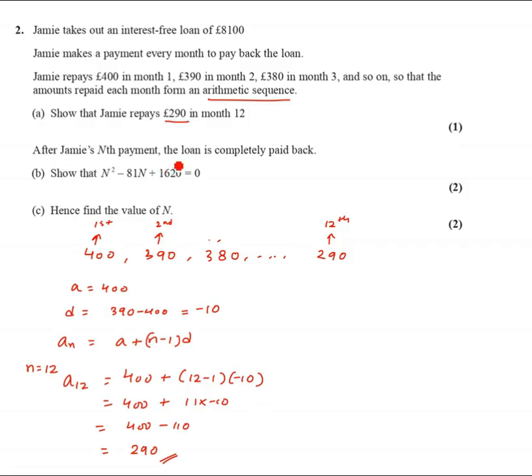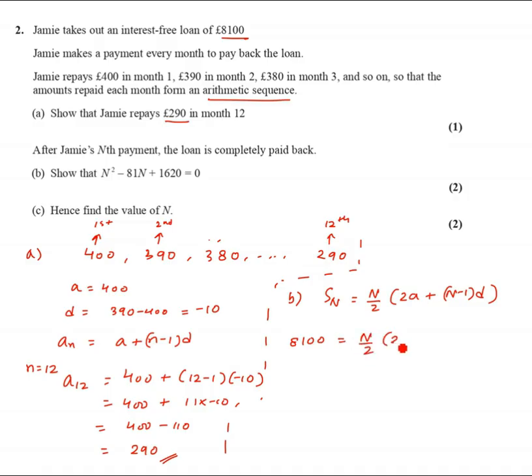Okay, now part B. After Jamie's nth payment, the loan is completely paid back. Show that n squared minus 81n plus 1620 equals 0. So this was part A. Now for part B, we'll just draw a line here. We use the sum formula: S_n equals n over 2 times 2a plus n minus 1 times d. Now the total amount that needs to be paid back is 8100, so we put 8100 equals n divided by 2 times 400 plus n minus 1 times minus 10.